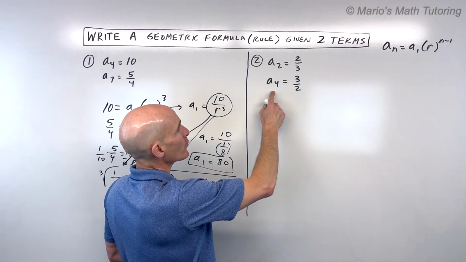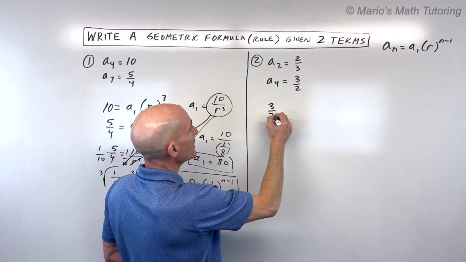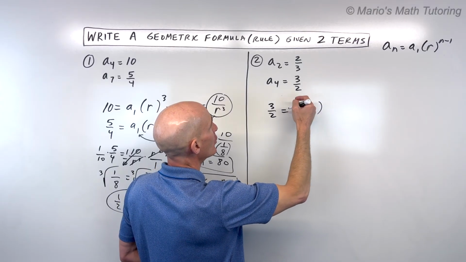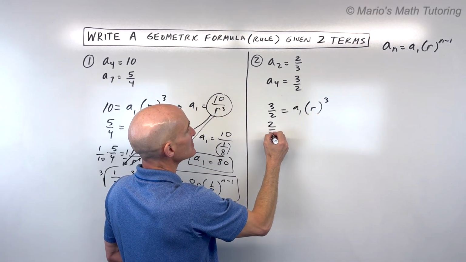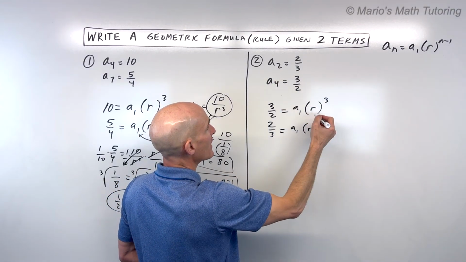So let's see, our fourth term is 3/2, so let's just go ahead and say 3/2 equals a sub 1, which we don't know, the r value, which we don't know, and 4 minus 1 gives us 3. For the second term, that's 2/3. We don't know the first term, we don't know the ratio. 2 minus 1 gives us 1.